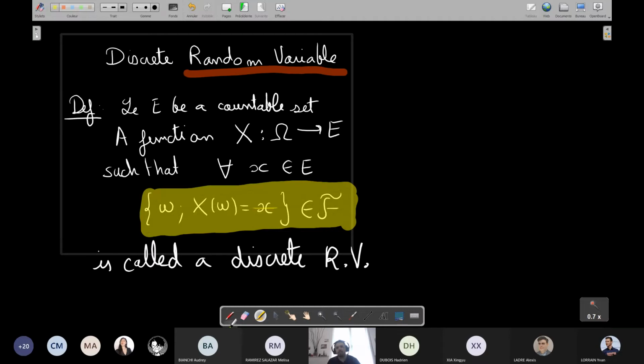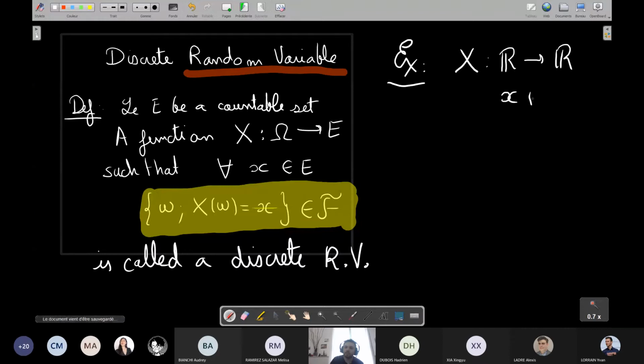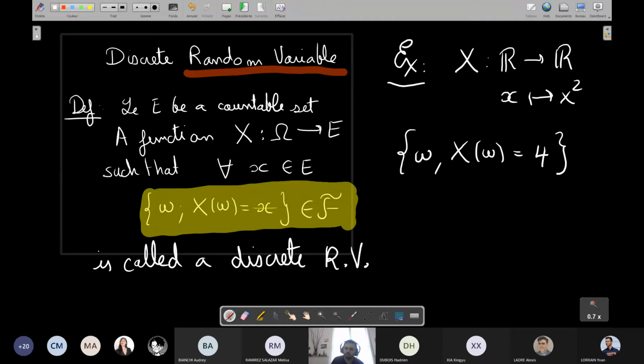Okay. Let me give you an example with something which is not completely random, but just a function. Example. If X is the function that goes from R to R, that to x gives me x squared, can you please someone tell me what's the set of omega such that X of omega is equal to 4? What is this guy?